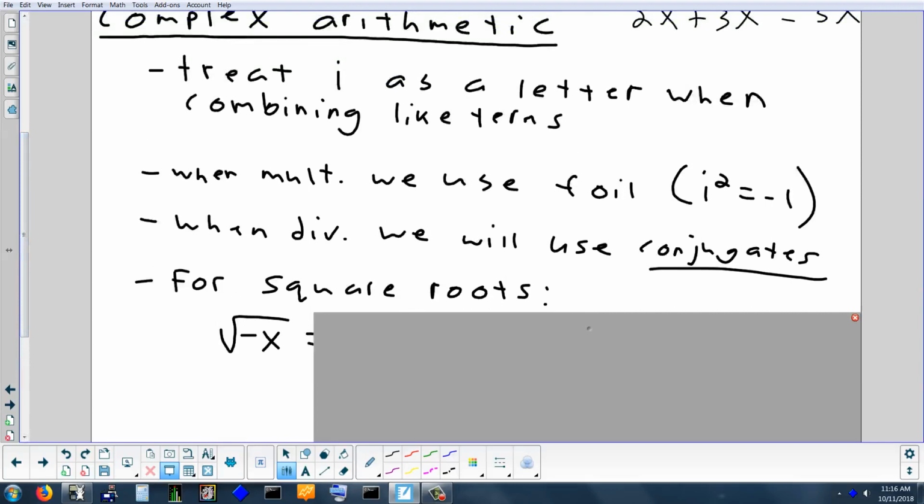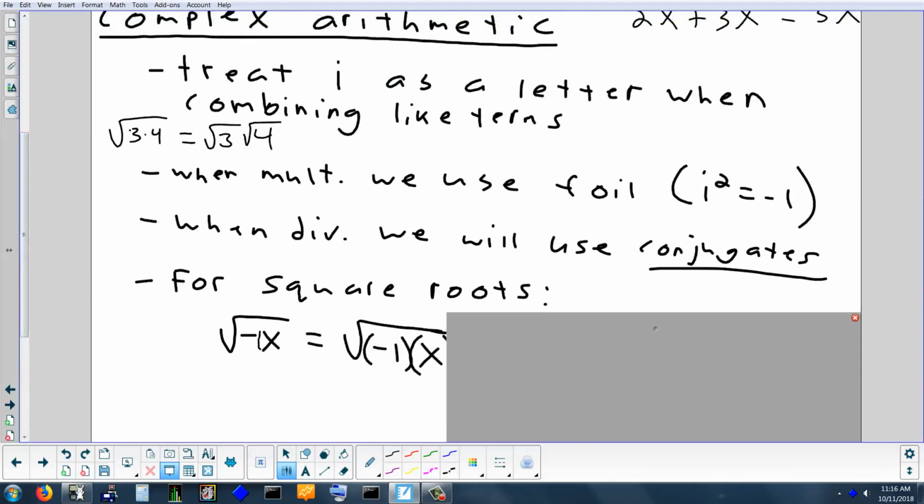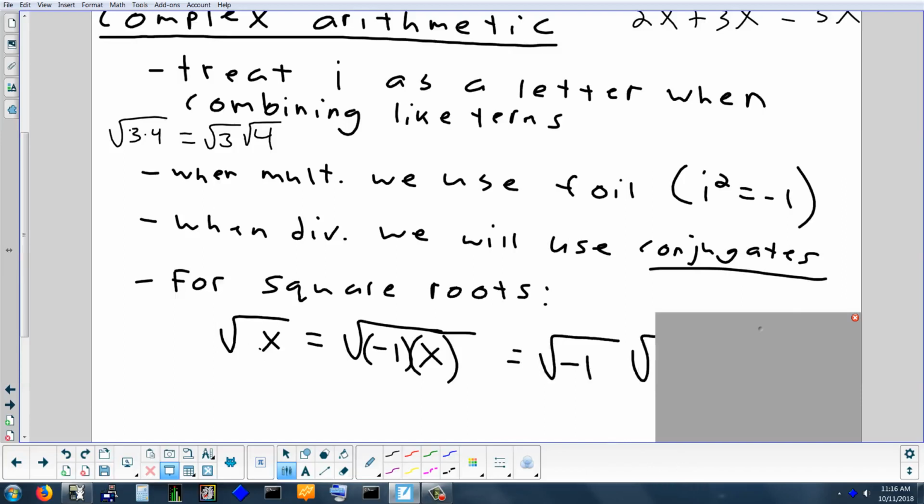Right, there's a -1. And remember, when you have a product under a root, you can separate it. If you had the square root of 3 times 4, you could make that the square root of 3 times the square root of 4. Well, if you've got the square root of -1 times x, actually, I'll just leave that for the second step. So put the -1 in front. Now separate it into 2 roots. Square root of -1, square root of x.